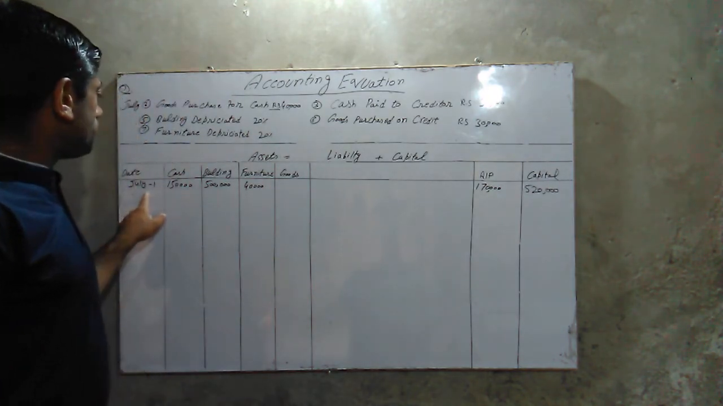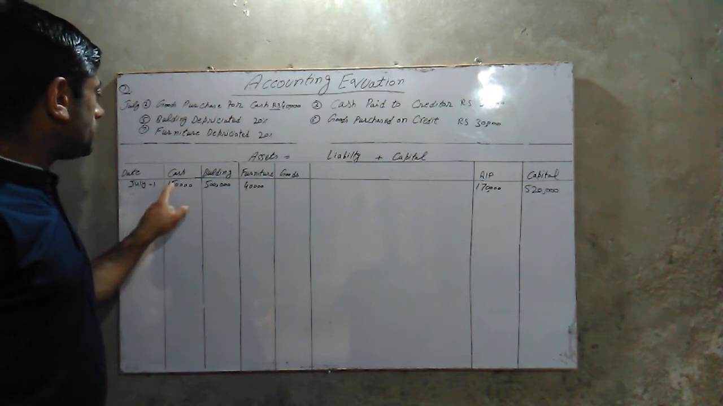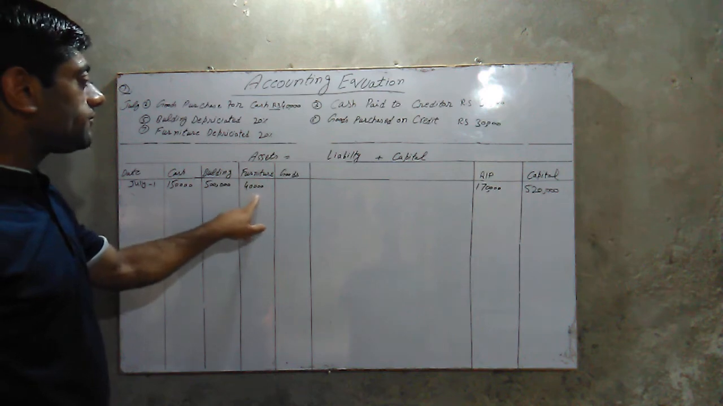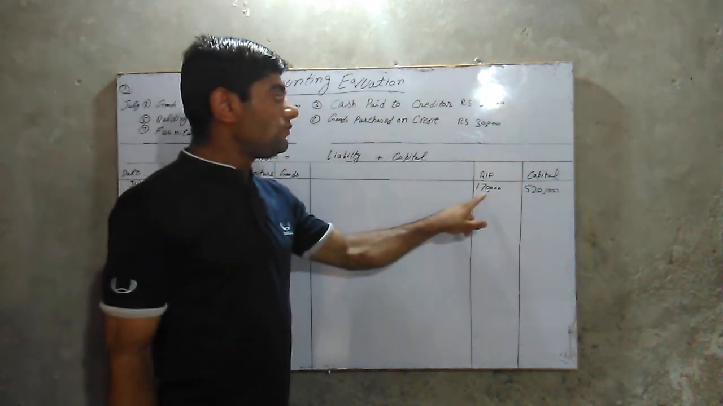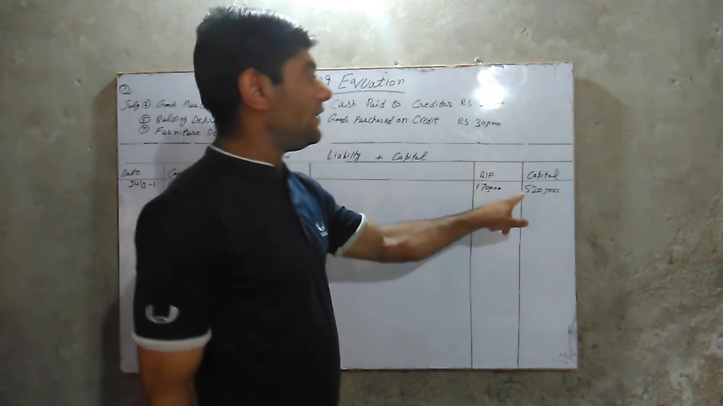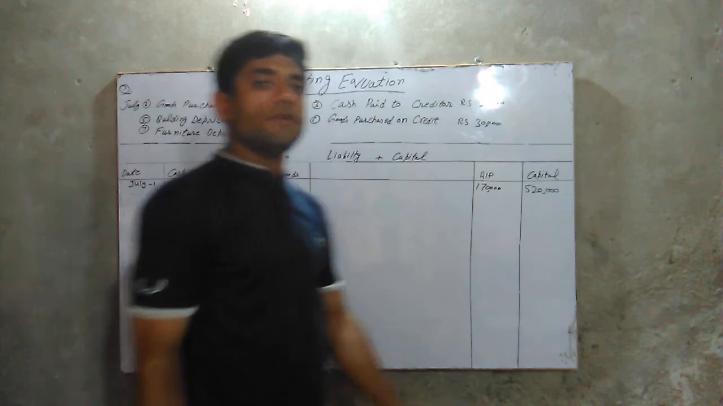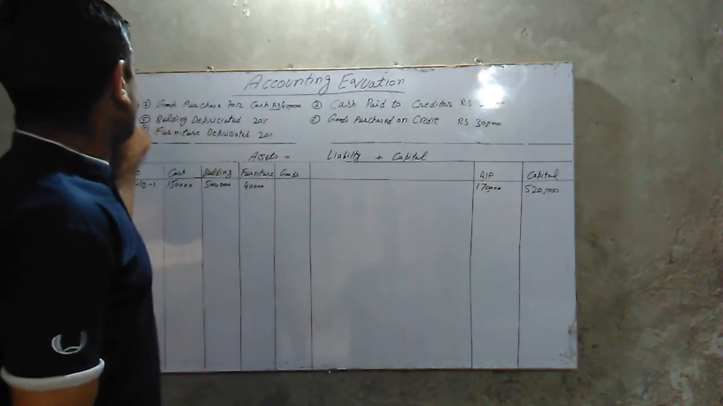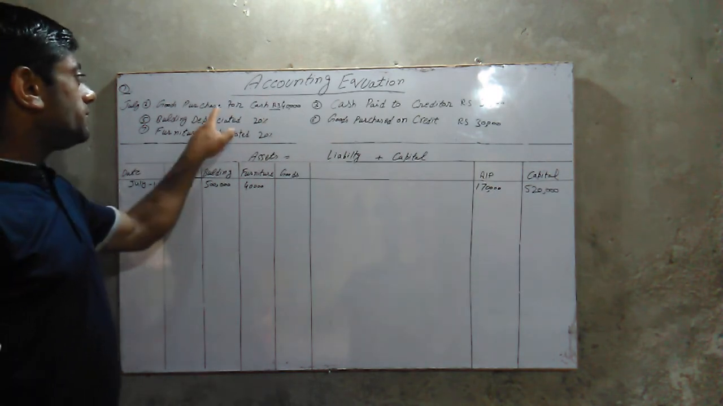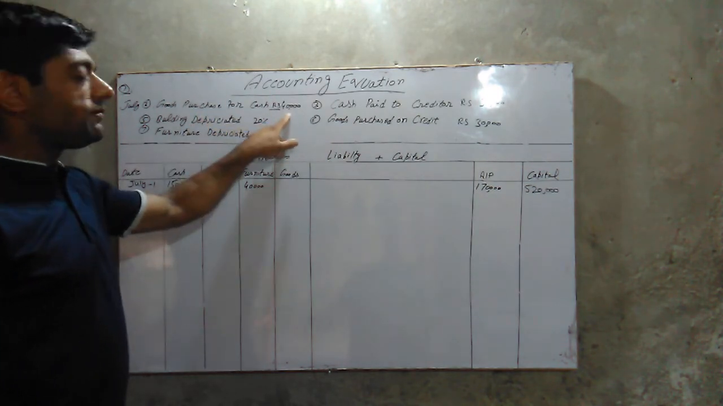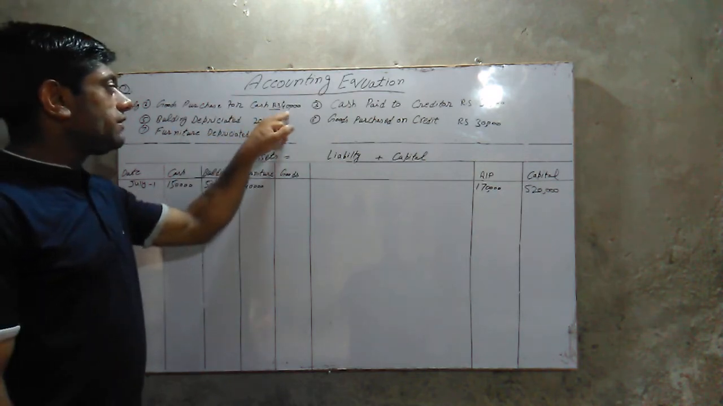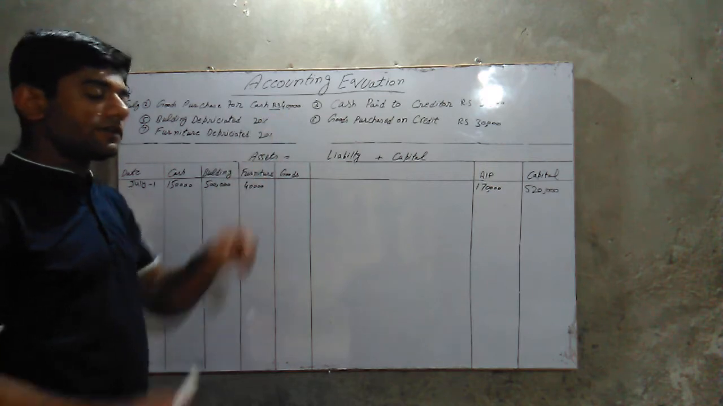1st July, started business with cash 1,50,000, building 5 lakh, furniture 40,000. Accounts payable means liability 1,70,000 and capital 5,20,000. On 2nd July, goods purchased for cash 40,000, which means purchases increase by 40,000 and cash is paid, so cash is reduced by 40,000.